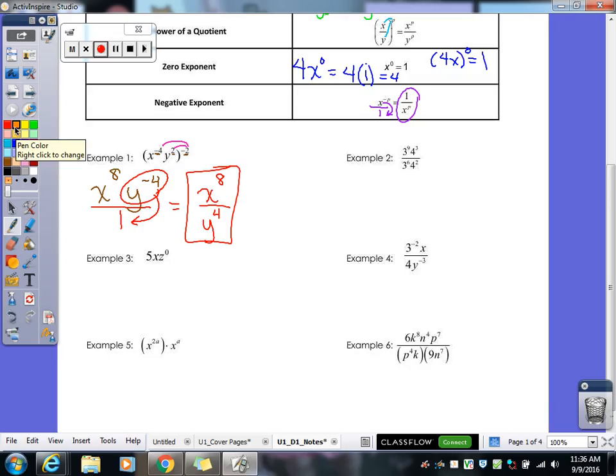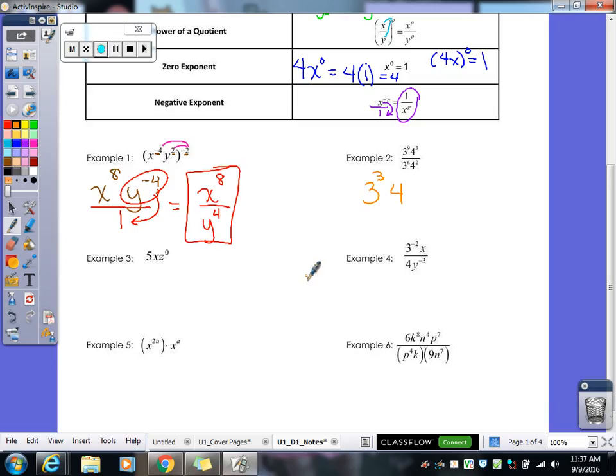Okay, example number 2, we have some bases of 3 and we have some bases of 4. It's just like if they were x's and y's. So we are dividing here, so we need to do our division rule. What do we do with our exponents when we're dividing? Perfect, subtract them. So 3 minus 6 gives us 3 to the 3rd. And then 3 minus 2 gives us 4 to the what? 4 to the 1st, but we don't have to write that one.